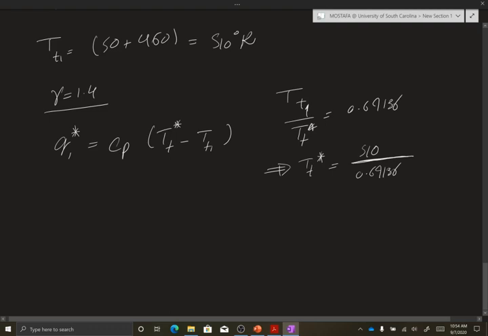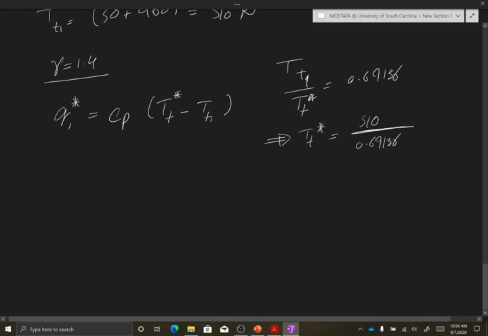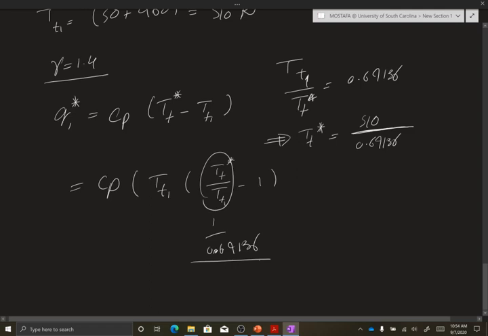I don't have the final value for TT star because we don't really need that. In this calculation, we can just take TT1 out, and this is going to give you TT star over TT1 minus 1, which is 1 over the ratio you already have. So this is 1 over 0.69. And the solution in your book has actually used this method as well.